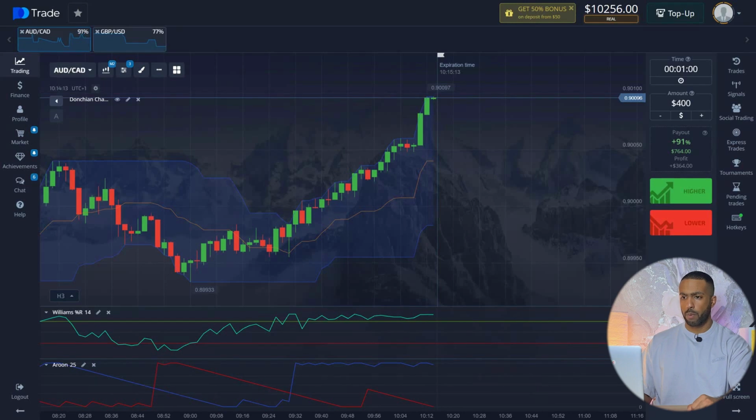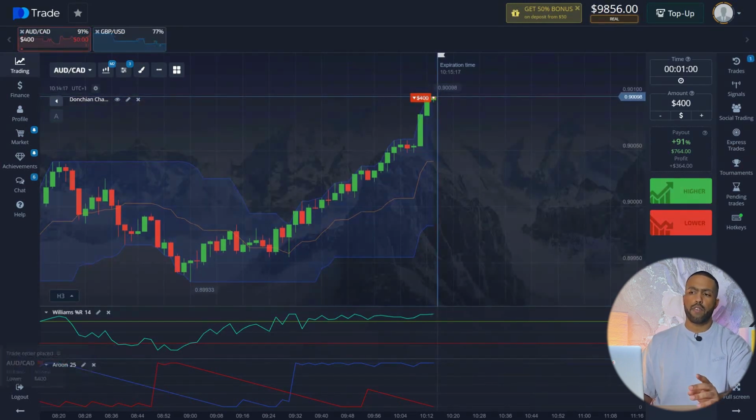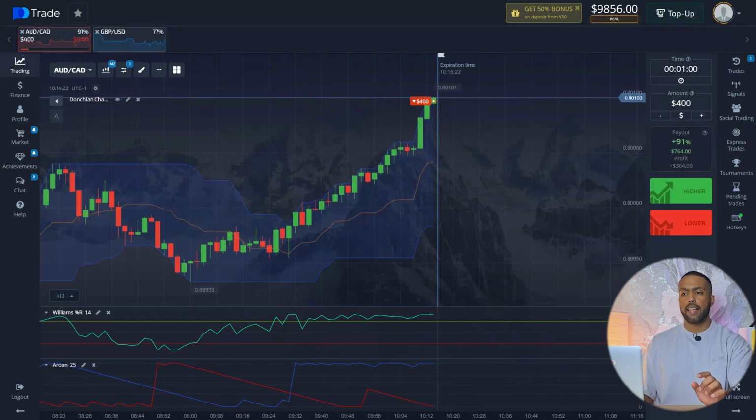We're looking for an entry point. And I open a down trade for $400 for 1 minute. And first of all, the price growth slowed down, as you can see on the chart. And the second thing is that the Williams line began to move down, and this gave me a signal about a possible price decline, and that's why I opened this trade.